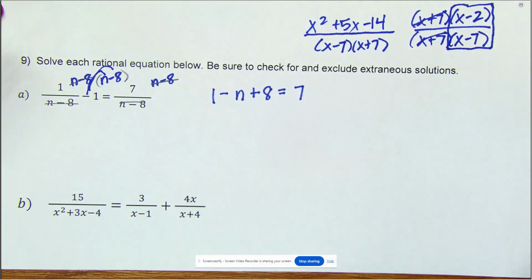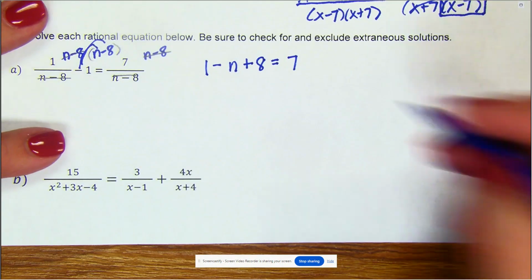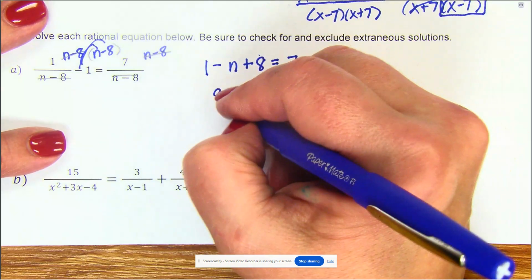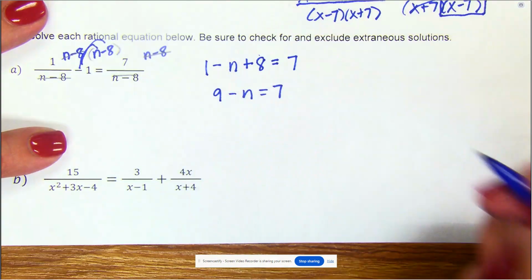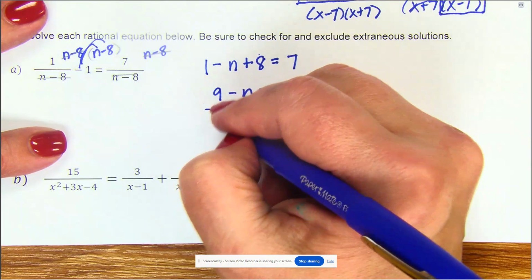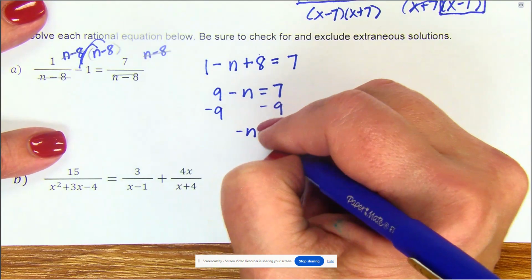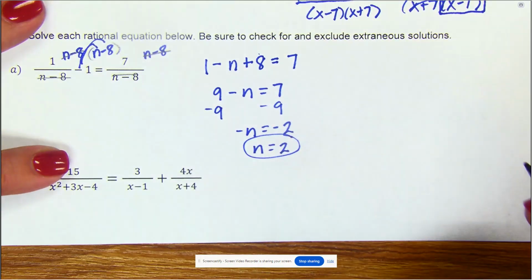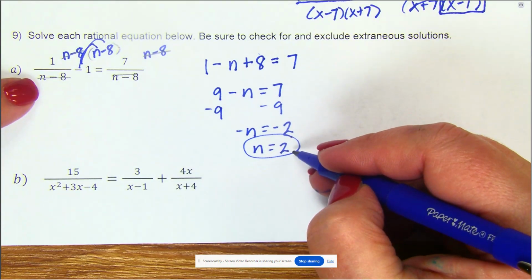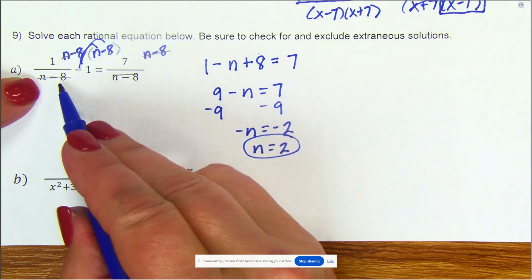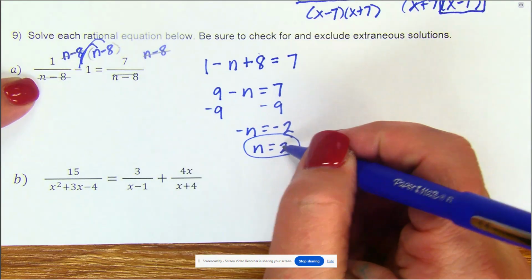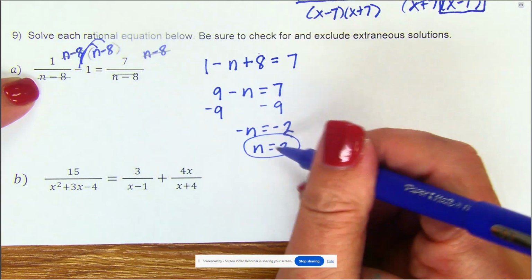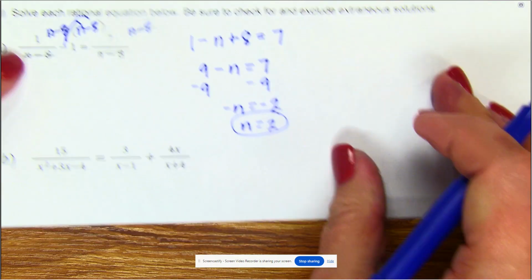And I'm left with an equation to solve. This is linear. So I'll put these two together. 9 minus n equals 7. Subtract 9 from both sides. Negative n equals negative 2. So n is 2. And then make sure that answer works. Like, remember, denominators can't be 0. So make sure your answer doesn't create a 0. That'd be considered an extraneous solution.